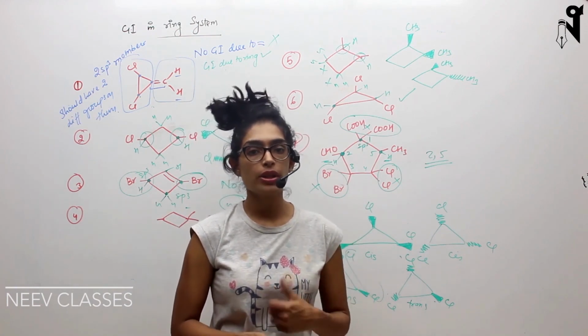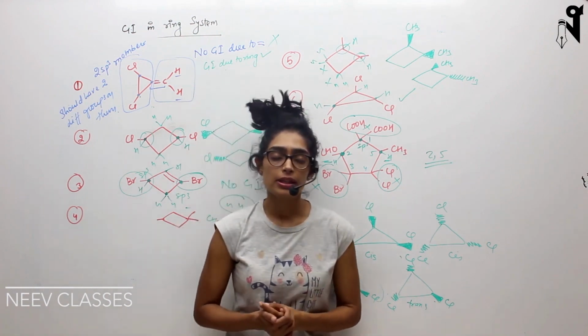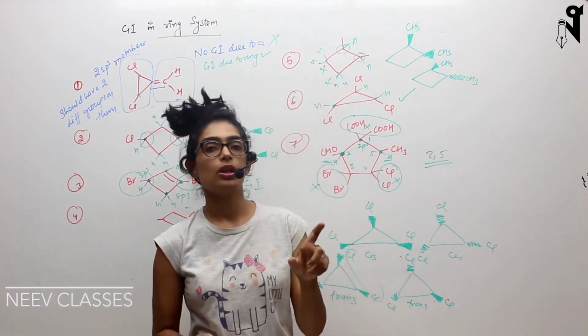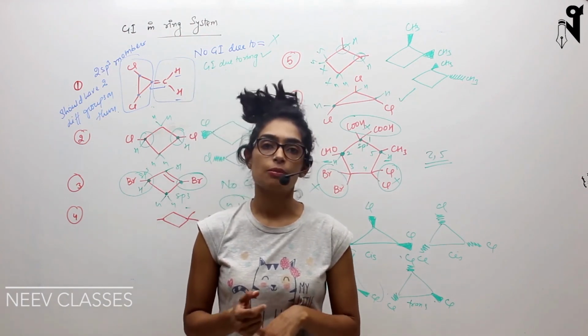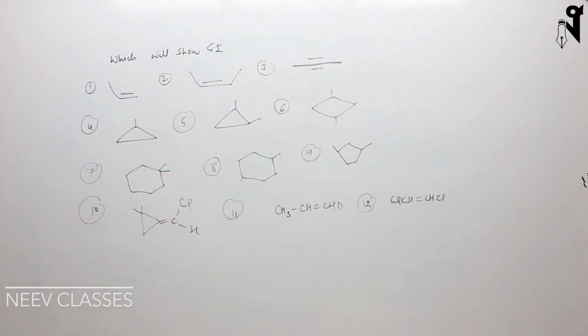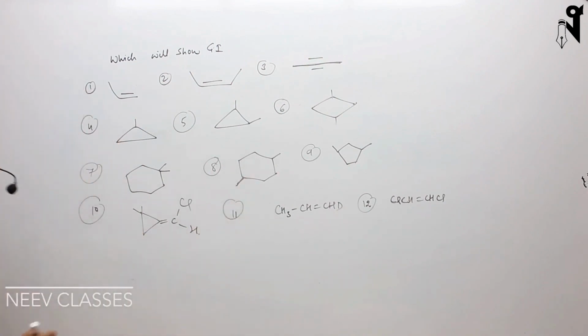Right now I'll give you some questions, you will try them out on your own at home. I'll share the answers saying whether GI is possible for a particular compound or not. If your answer doesn't match with that, you can ask me as a doubt. So solve these questions, try on your own, which will all show GI, which will not. And then if you have any doubt in any of these, you can ask me in the doubt group.